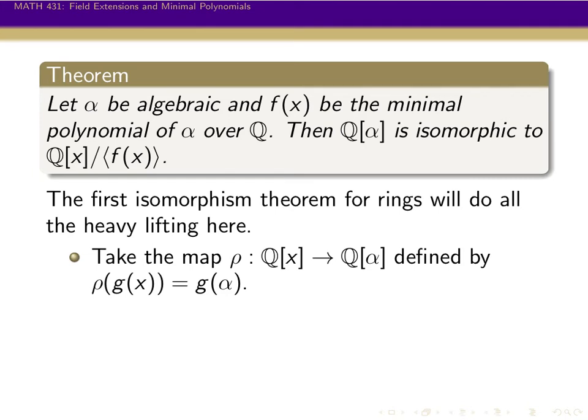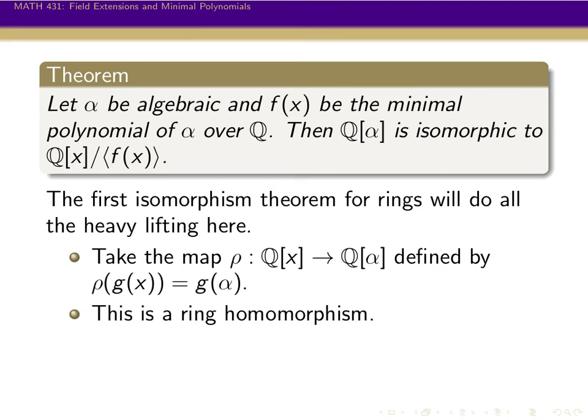So we're going to use the first isomorphism theorem, so we need a homomorphism. And so I'm going to take this map, call it rho, and rho is going to map from polynomials over Q to this field Q adjoin alpha. And what it's going to do is it's going to send a polynomial g of x to g of alpha. So we're replacing x with alpha. So really what's going on here is that x is getting sent to alpha, and this then is going to define the rest of this map.